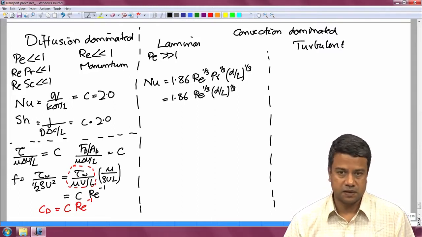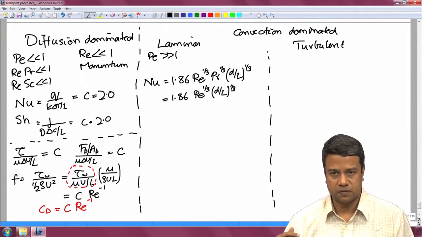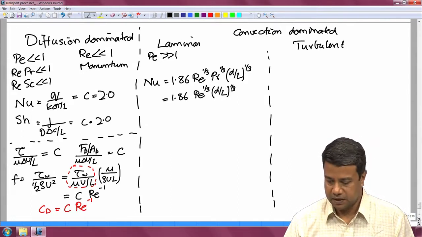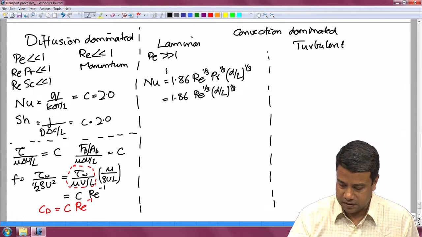Reynolds number is convection to momentum diffusion, Prandtl number is momentum diffusion to thermal diffusion. So, the product of those two becomes the Peclet number. Similarly, this was for a heat exchanger.